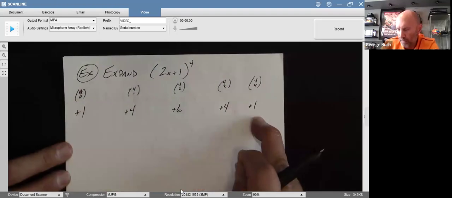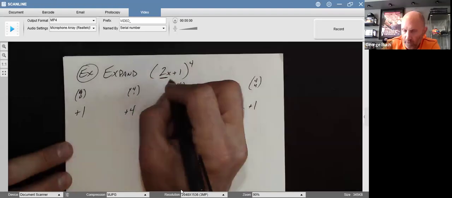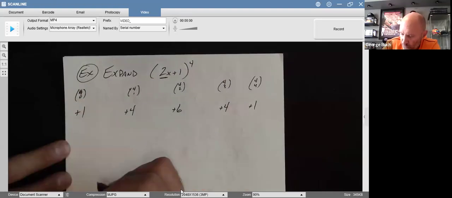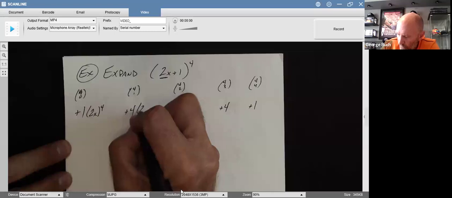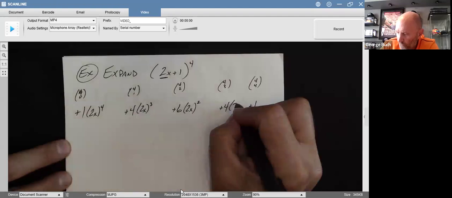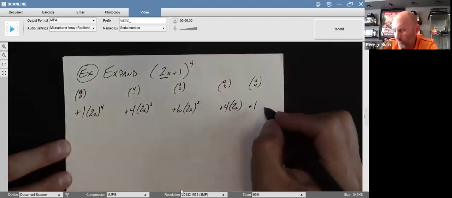Then it's going to be what? It's all my a terms, which is 2x, starting at n. You remember those general rules that always apply? So it's 2x to the 4th, 2x to the 3rd, 2x squared, 2x to the 1st, and 2x to the 0. Anything to the 0 is 1, so I'm not going to write that.